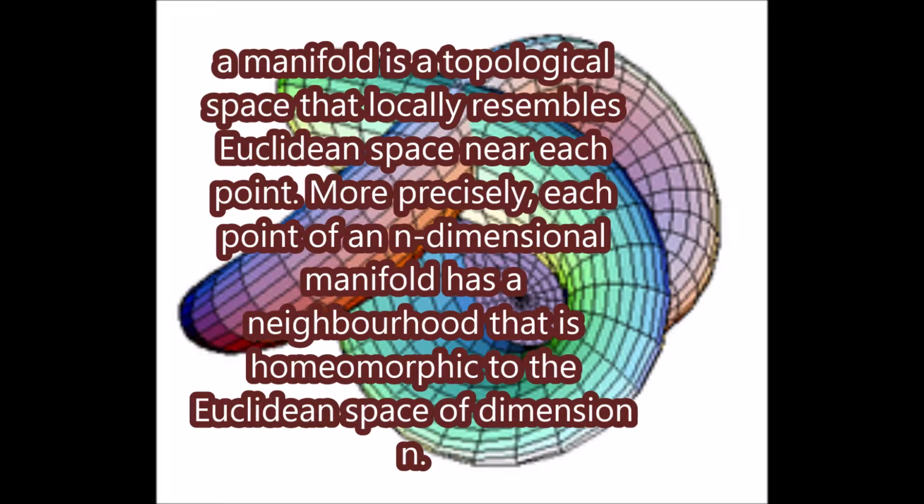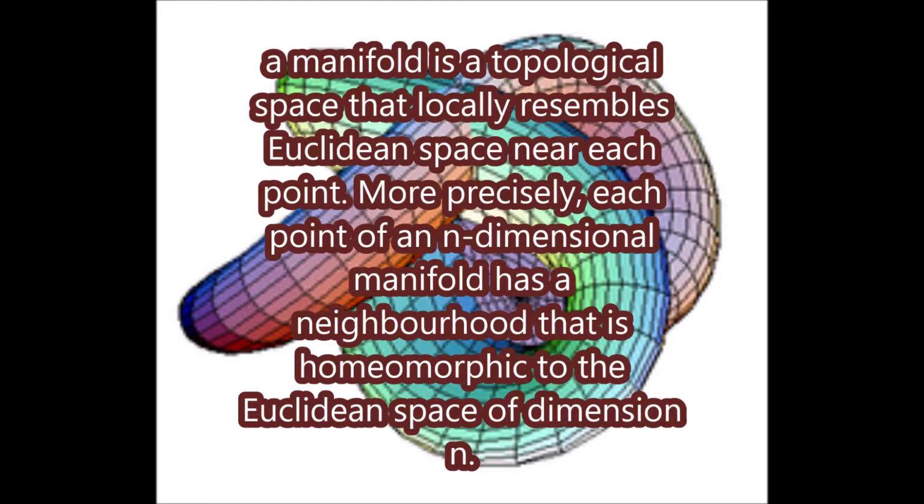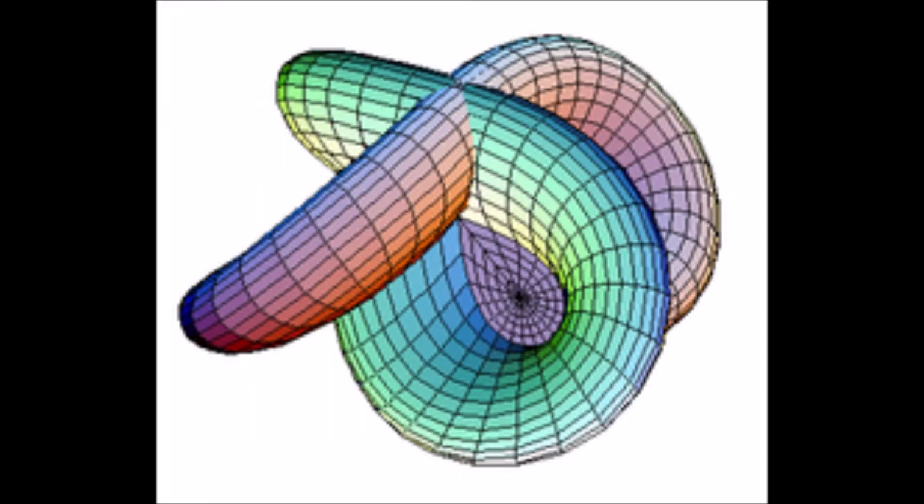A manifold is a topological space that locally resembles a Euclidean space near each point. More precisely, each point of an n-dimensional manifold has a neighborhood that is homeomorphic to the Euclidean space of dimension n. Now, I'm pretty sure that was a big mouthful of huge words that you probably do not know, but I'm about to teach you those.